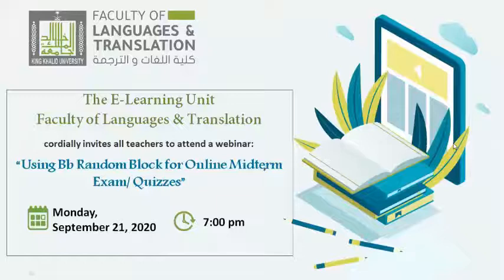When creating a test, you can use a random block to ensure that each student receives a different version of the test. The question is, what is a random block? A random block is a group of questions retrieved from a question pool.